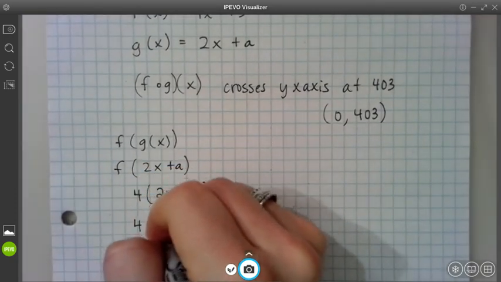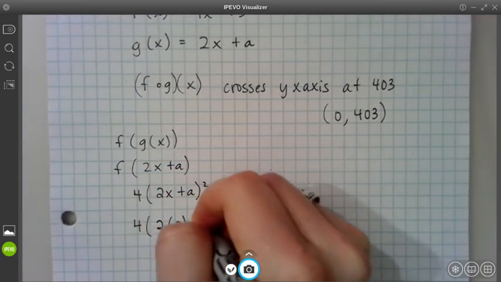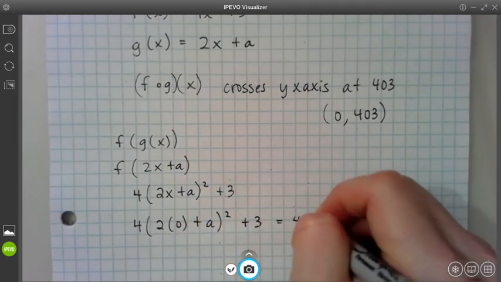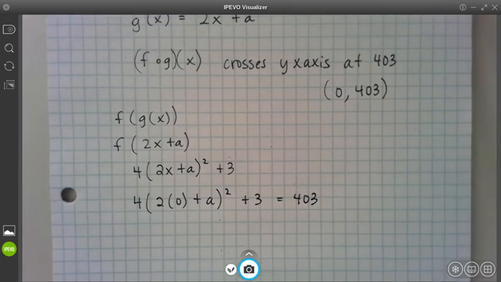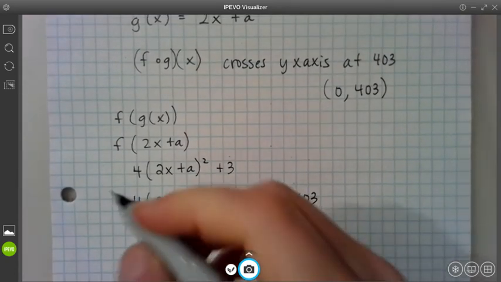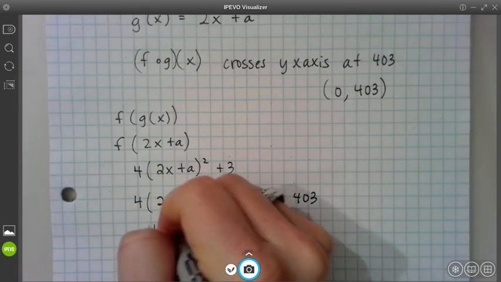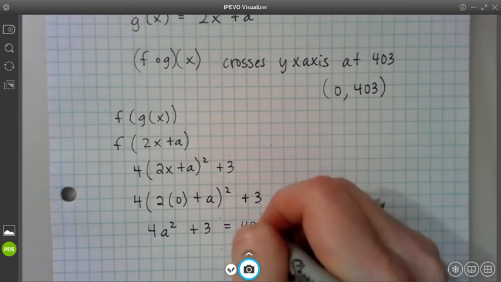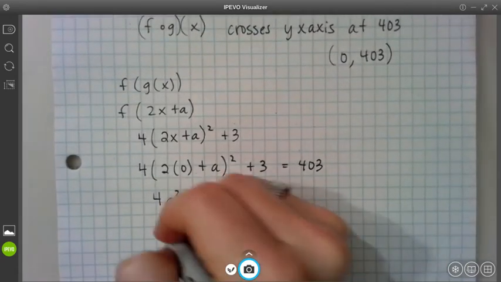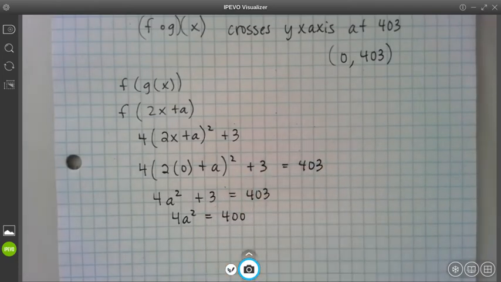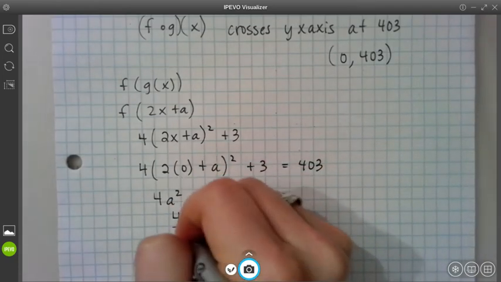So 4 times (2 times 0 plus a) squared plus 3, 403 better come out, right? All right, so 2 times 0 is 0, 0 plus a is a, squared is a squared, times 4, that's 4a squared, plus 3 equals 403. Let's minus 3. That leaves us with 4a squared equaling 400. Let's divide both sides by 4.